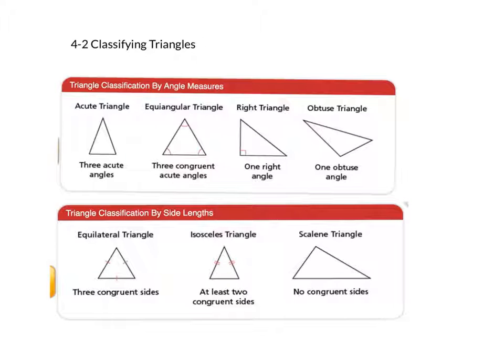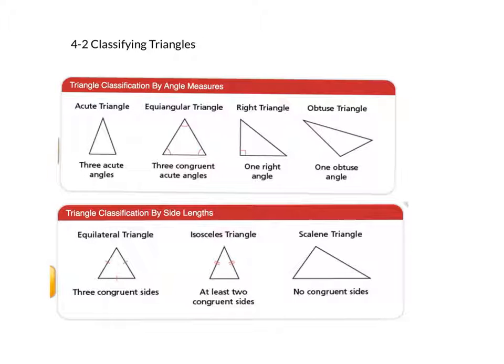This is 4-2, classifying triangles. You'll be asked to either classify triangles by angle measures, and you'll have to pick from acute, equiangular, right, or obtuse, so you want to memorize those in terms of angle measures. Or you'll be asked to classify triangles by its side lengths. If you're asked by side lengths, your options are either equilateral, isosceles, or scalene. And so the definition of each of these are down below.